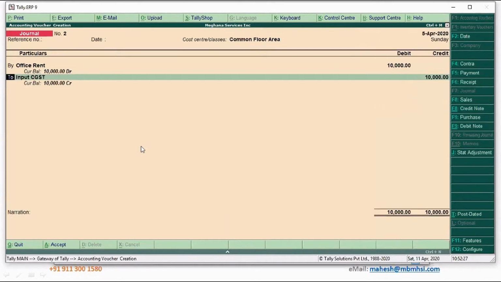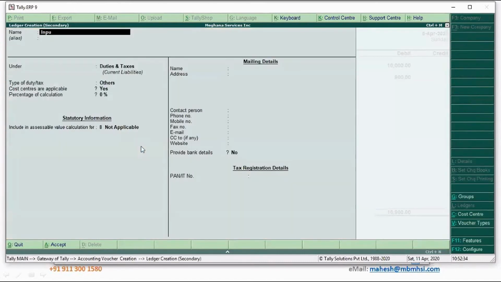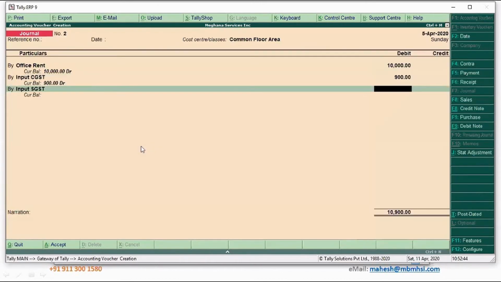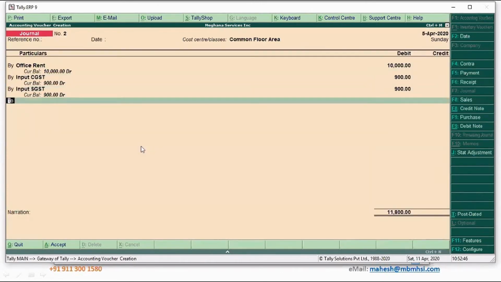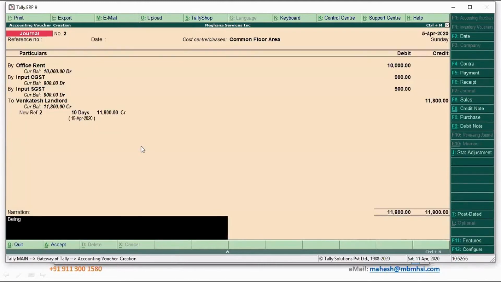So by input CGST 900 rupees, by input SGST, duties and taxes, GST, state tax. You could see here cost center is automatically enabled. 900 rupees to Venkatesh landlord, 11,800. Bill details being office rent accounted.